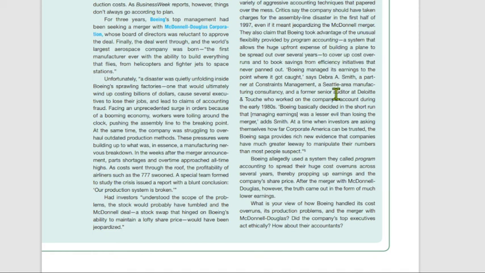Kaya nga ang question dyan ay, at the end, this is an open-ended statement that will question your hindsight of accounting. What is your view of how Boeing handled its cost overruns, its production problems, and the merger with McDonnell Douglas? Did the company's top executives act ethically? How about the accountants?